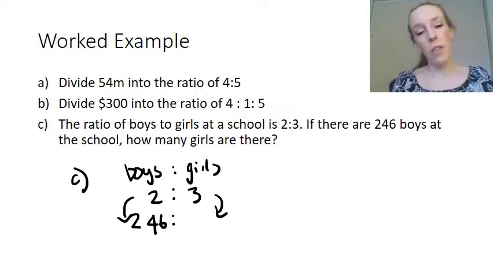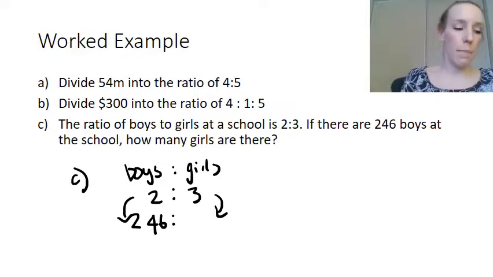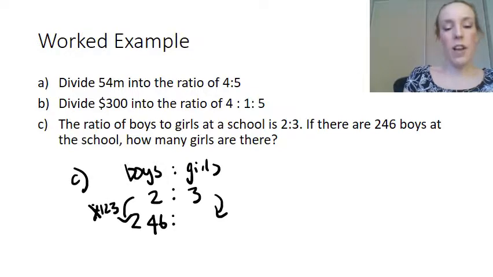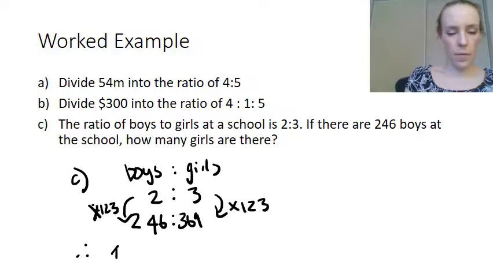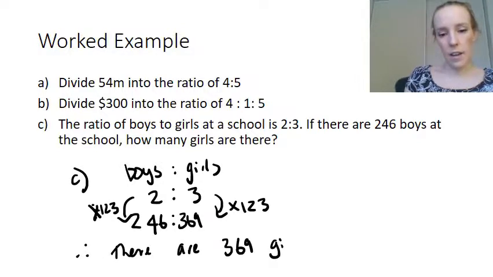So what did we have to multiply 2 by to get to 246? So you could work the other way. So you do 246 divided by 2 to find out what you multiplied it by. So 246 divided by 2 is 123. Oh, multiplied by, sorry, 123. So if we multiply the other side by 123, we'll get our answer there. Therefore, there are 369 girls.